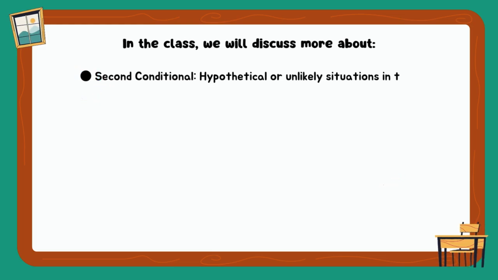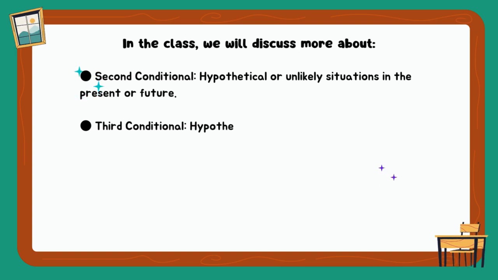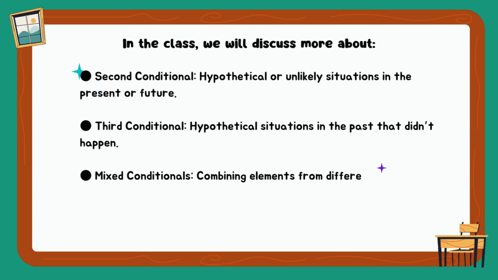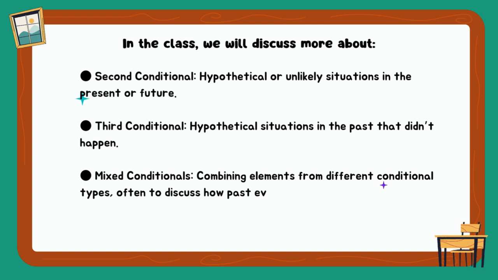Remember, we still have some other types of conditional sentences to be discussed in the class. First is the second conditional, for hypothetical or unlikely situations in the present or future. We'll also talk about the third conditional. This is for hypothetical situations in the past that didn't happen. And finally, mixed conditionals. This is combining elements from different conditional types, often to discuss how past events affect present situations.